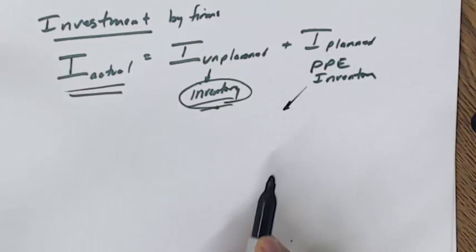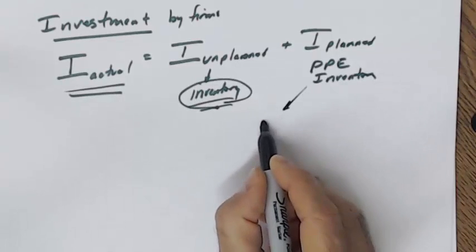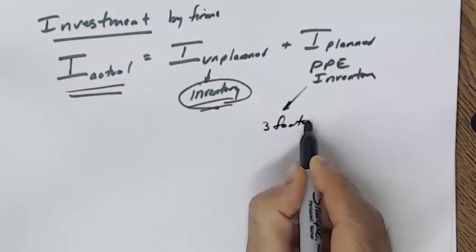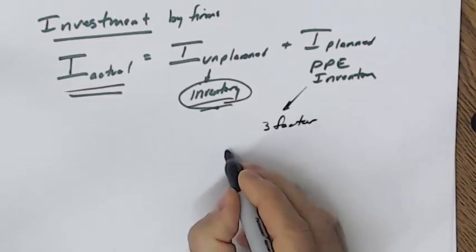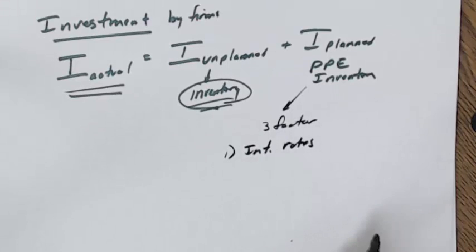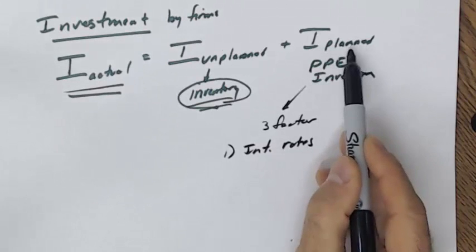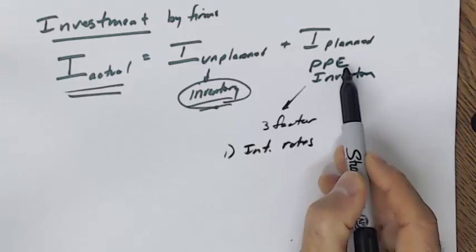Okay. Now let's look at this planned investment component, which is property, plant, and equipment mainly, and look at what drives that and what can change that. And there's three factors that can change planned investment. The first one is interest rates. Well, when interest rates go up, your planned investment goes down. Why? Because when interest rates go up, it costs more money. It's more expensive to borrow, and the opportunity cost of money means that you're tying money up in your investment in property, plant, and equipment that could be used elsewhere.